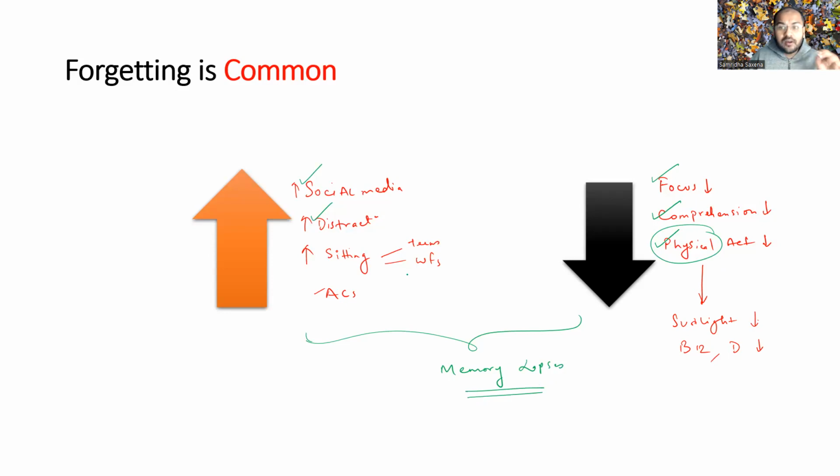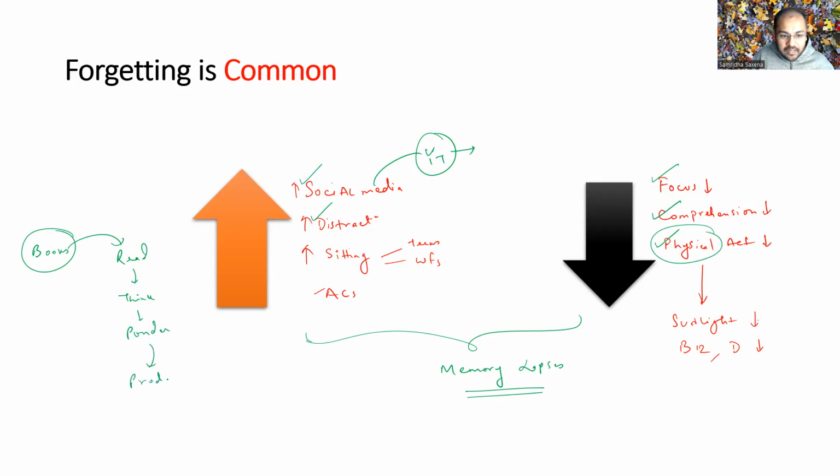In today's time, if we want to learn anything, we are just going on YouTube and snacking the content, right? Earlier, people used to read books. When they read books, they would think, ponder upon that, and then produce that in their own way, right? In today's time, what is happening? They are just consuming social media videos, not having time to ponder or think, and then they are just trying to remember, but that is not the right way.